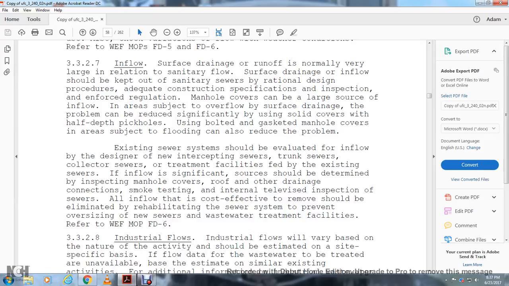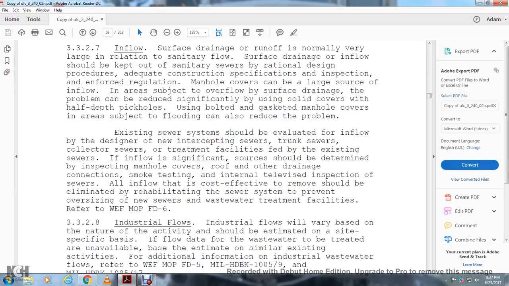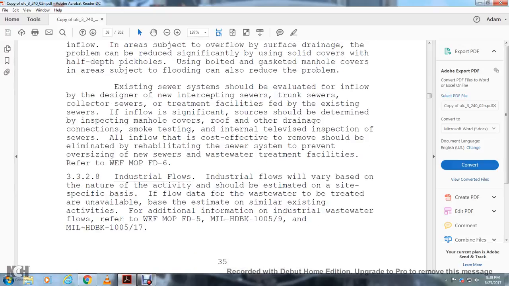Existing sewer systems should be evaluated for inflow by the designer, including new intercepting sewers, trunk sewers, and collector sewers, where the treatment facility is fed by the existing sewer. The significant sources of inflow should be determined by inspecting manholes, roof drains, and other drainage connections, smoke testing, and internal televised inspection of the sewers and flow. The cost effectiveness of removal should be considered and the sources eliminated. For rehabilitating sewer systems, preventing oversizing of new sewers and wastewater treatment facilities, refer to Water Environment Federation MOP 56.